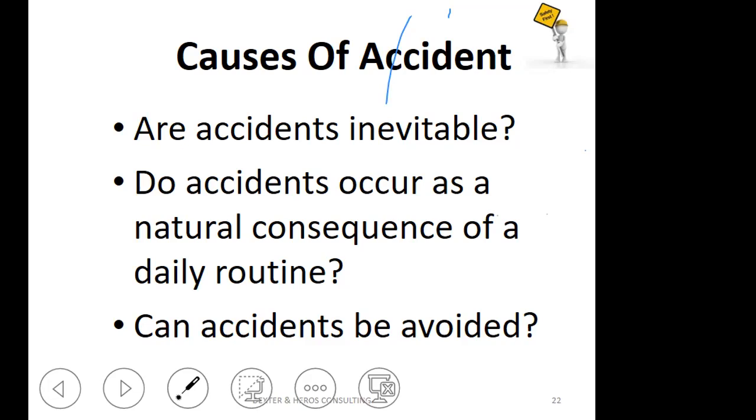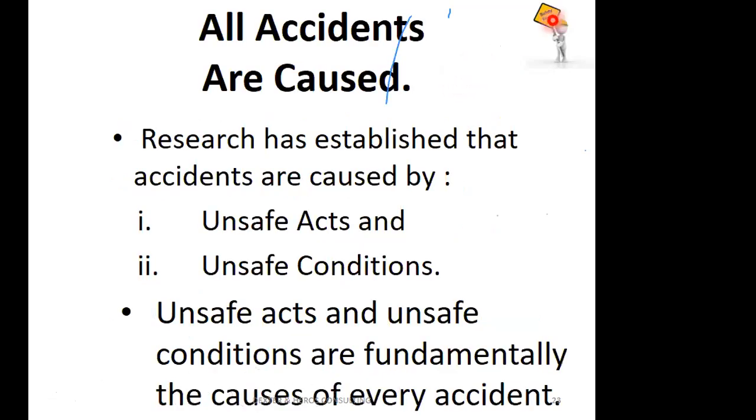Yes. If you answer yes to the last one, then your answer to the other one should be no. Accidents do not automatically occur as consequences of our everyday activities. Accidents are not inevitable. Accidents can be prevented. They can be avoided. You understand? If accidents can be avoided, it tells us that accidents are actually caused. Every accident does not just happen. They are caused.